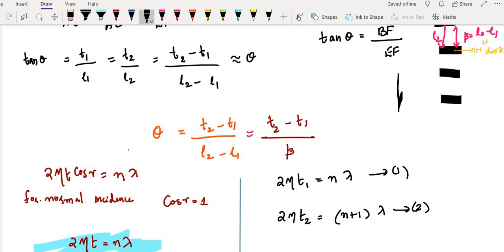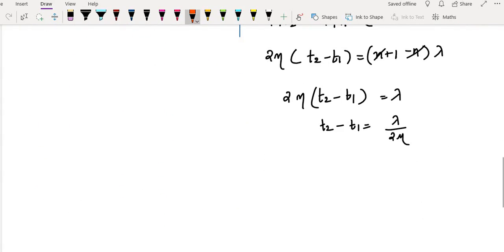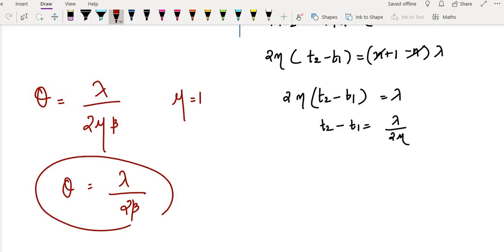This is what we are going to substitute into our equation. So T2 minus T1 is equal to lambda divided by 2 mu. Substituting this, we get theta is equal to lambda divided by 2 mu beta. That is the angle of the wedge. In the case of an air wedge, mu is equal to 1. Therefore, theta is equal to lambda divided by 2 beta. This is the equation for the angle of the wedge.